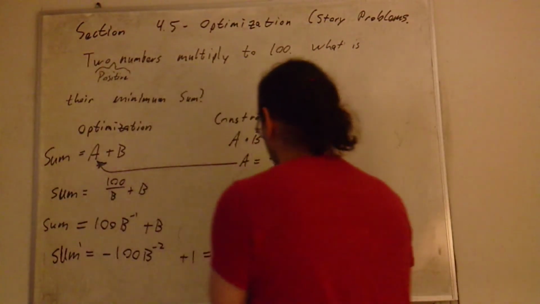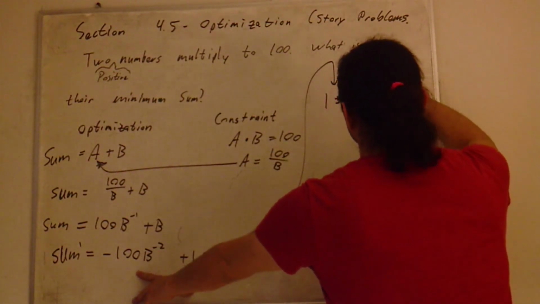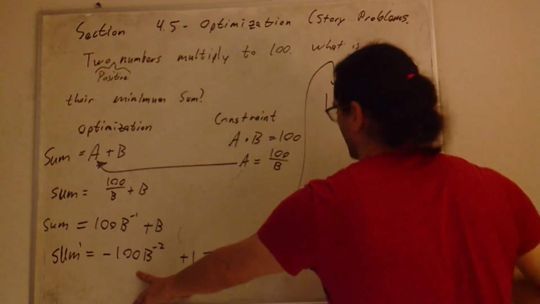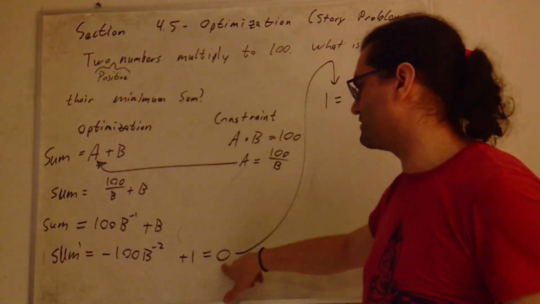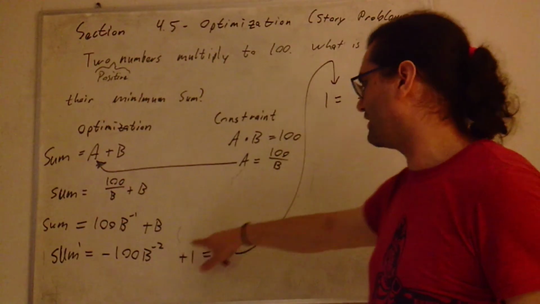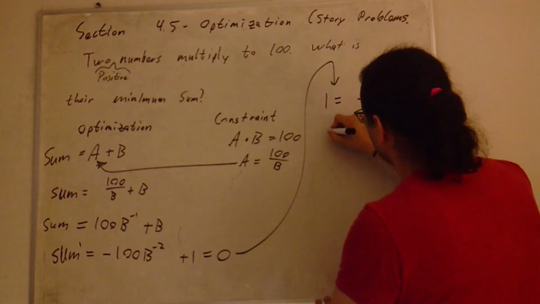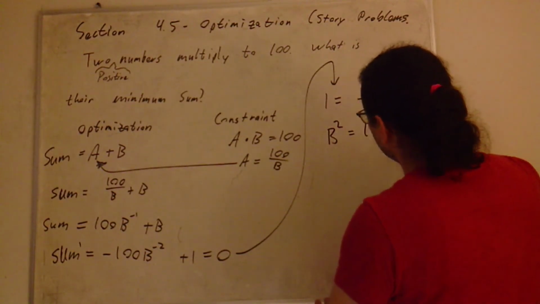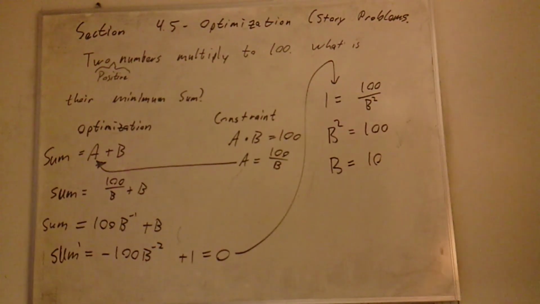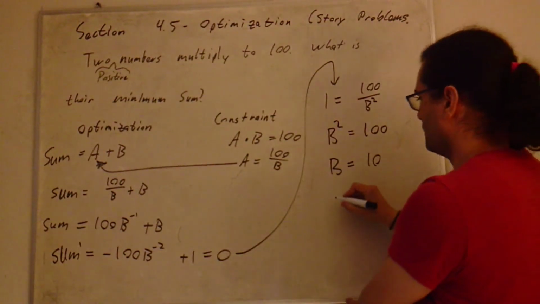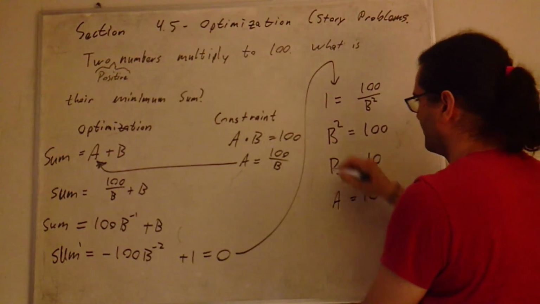So I'm going to come up here to solve it. 1 equals 100 over b squared. If I do some manipulations, I can add this to both sides of the equation. That'll make it positive 100b to the negative 2, which is positive 100 over b squared. I can multiply both sides by b squared to get this, which should give me b equals 10. Which I think also means that a should be 10 if it's 100 over b.